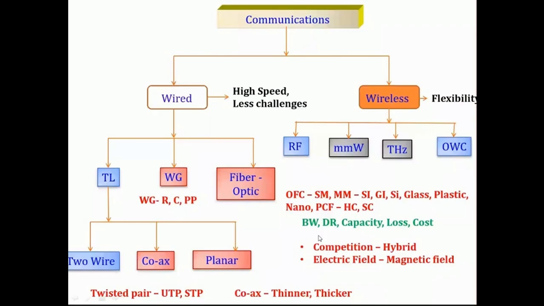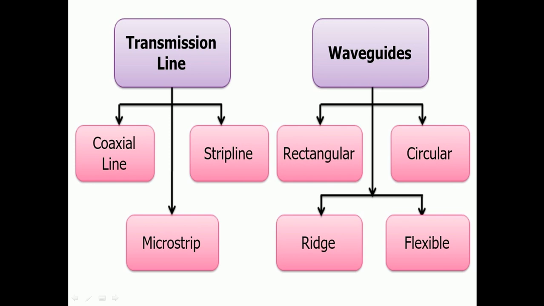Now to go into the subject, communications are classified as wireless communication and wired communication. Wired communication is preferred for high speed and fewer challenges. For flexibility, we go for wireless. But the subject here is purely dealt with in terms of wired communication, which has a classification of transmission lines, waveguides and fiber optic. The transmission lines in particular can be dealt with in terms of two-wire, coaxial and planar. So again, a simple classification in terms of transmission line and waveguide is chosen.